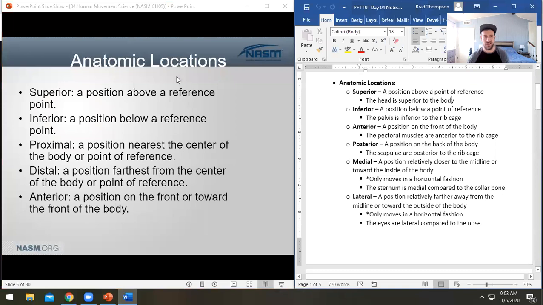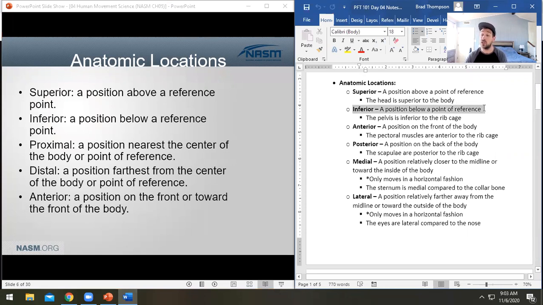Well, I won't stay on that picture. Let's just go through them. So superior is a position above a point of reference. My nose is superior to my mouth, but my eyebrows are superior to my nose. Anything that's above something else. The head is superior on the body.